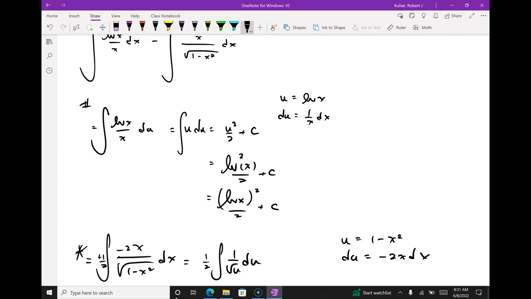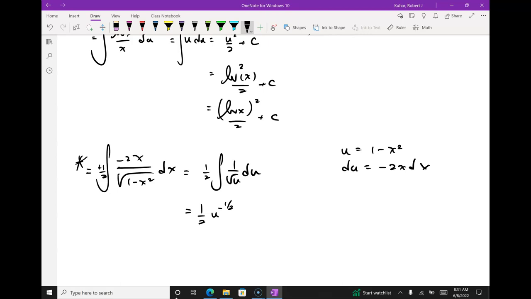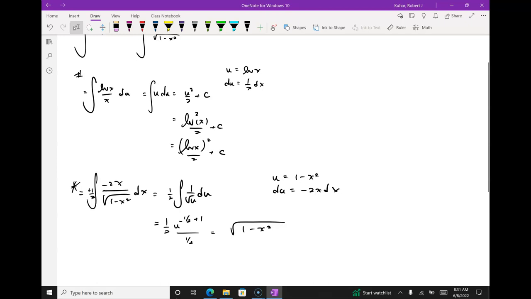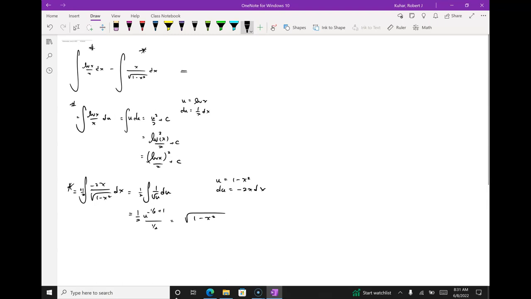So this is just a power rule. I've got a u to the minus 1 half. I'm adding 1 and dividing by that new power, right? So I obviously get square root of 1 minus x squared. And a couple of you had an extra coefficient out there on the quiz. I mean, just try and clean that stuff up, right? So our whole problem, I'm calling star, and of course that's just ln squared of x over 2, plus the square root of 1 minus x squared plus c. And when I'm doing these things in pieces, I don't have to worry about the constant of integration till the end.